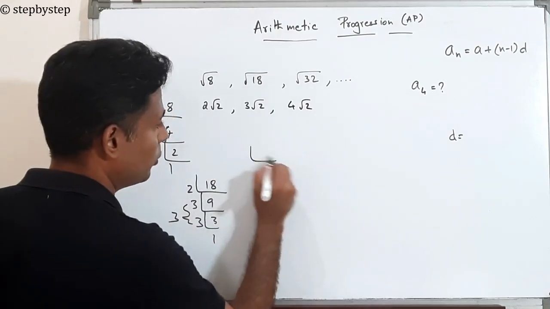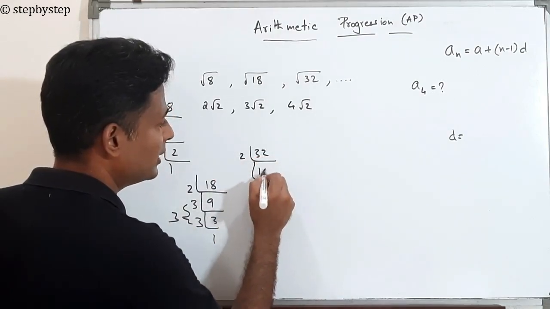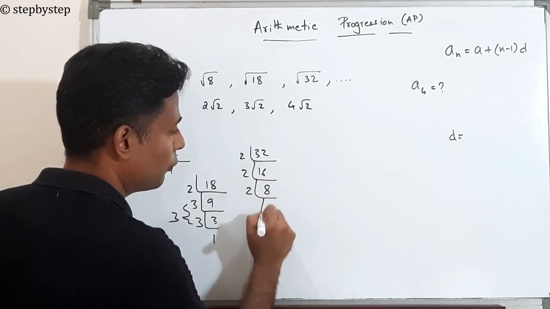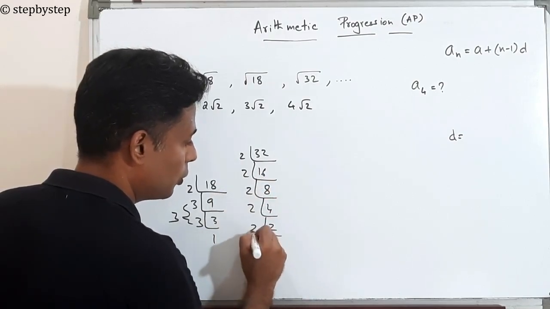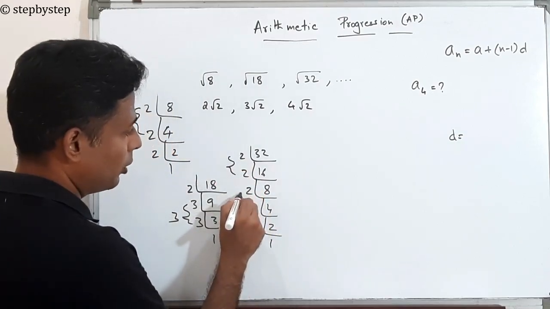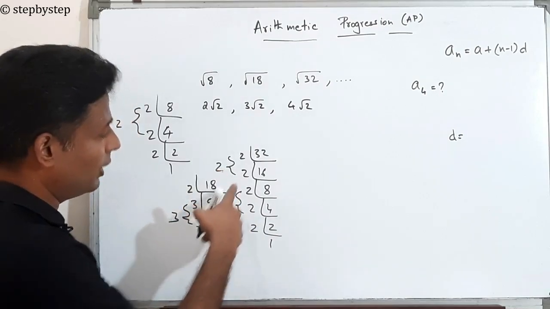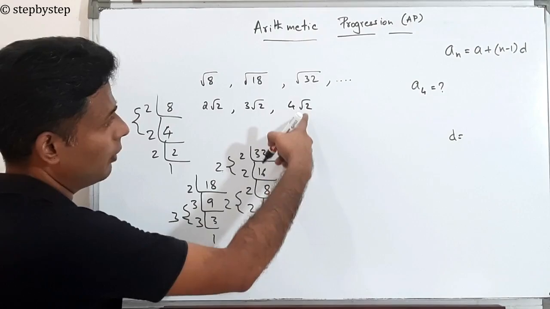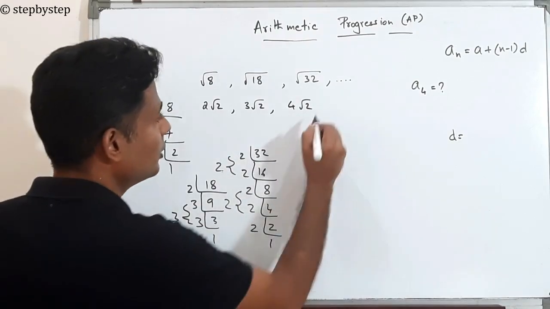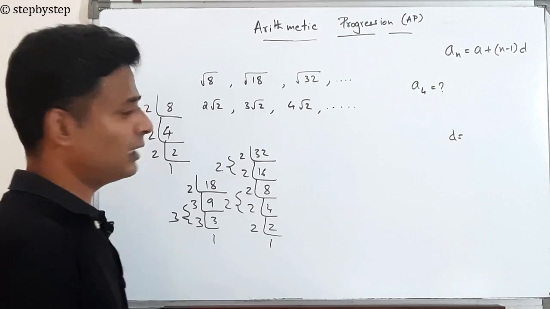Why? Because root 32 is 2, 16, 2, 8, 2, 4, 2, 2, 2, 1. So one pair, 2 pairs. So 1, 2 and another 2 will come out. That is 2 into 2 will be 4 and 1 root 2, 1, 2 will remain inside. So now we have converted it into a simpler form.